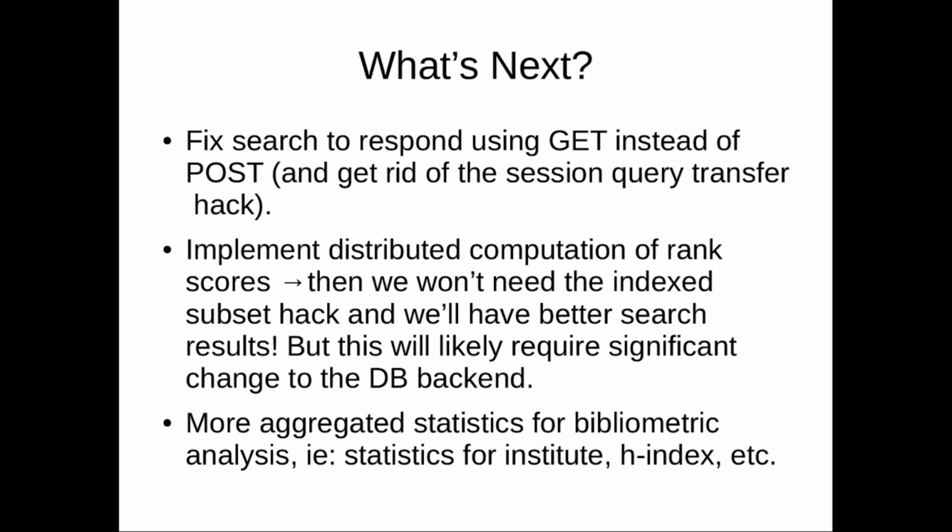Then there's also the idea of implementing distributed computation for rank scores. Once we have that, we won't need the index subset tag anymore. So we can in fact just use the entire corpus for search. That will obviously produce better search results, but this is not something that can be taken lightly. It will probably require very significant change to the database backend. And we can of course always do with more aggregated statistics for bibliometric analysis. Like we can do some statistics for different institutes, we can produce H-index for different authors, etc.